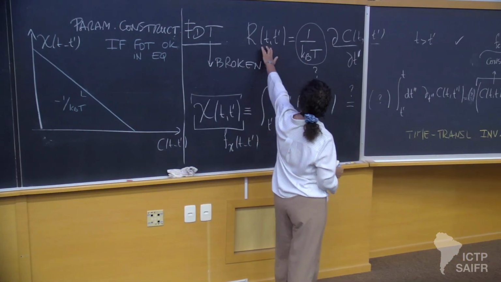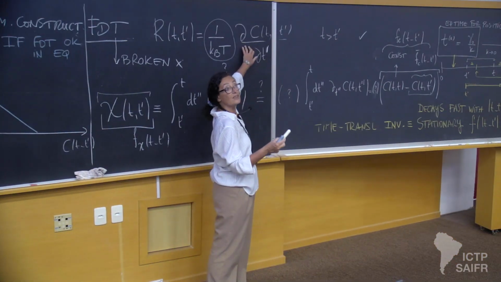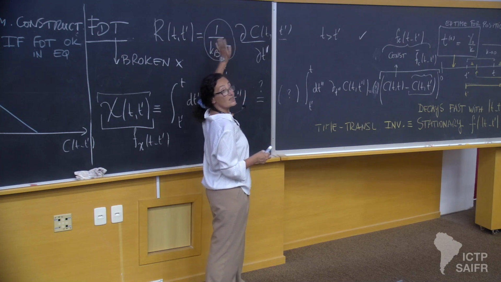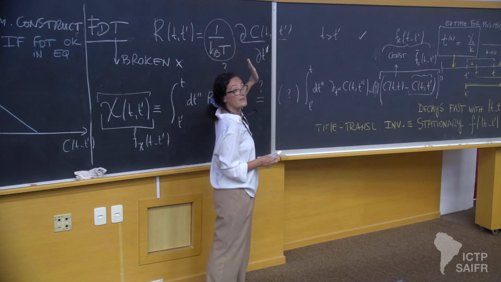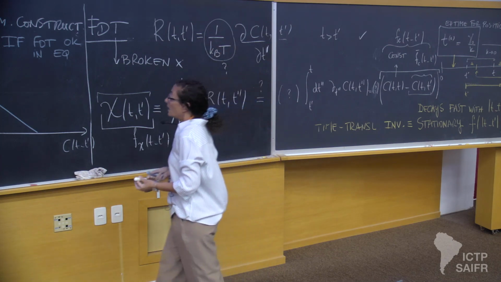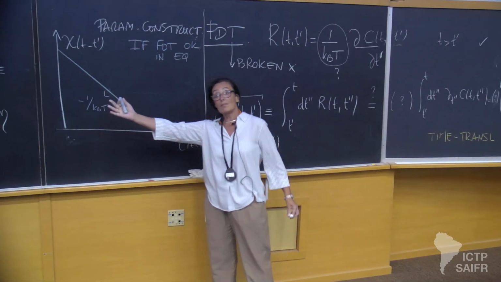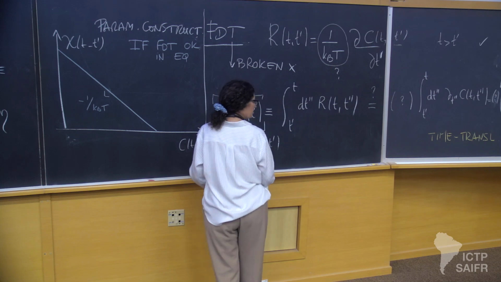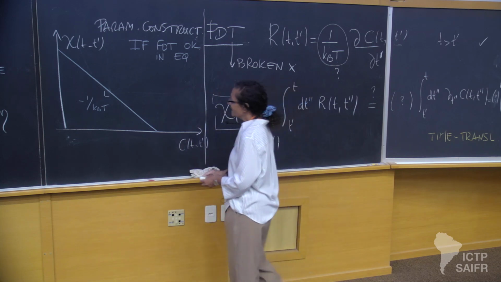I integrate here, I get chi. I integrate there, I get this C of t minus t naught with this prefactor. So it's a straight line with the slope -1 over kBT. But now, in this other problem, I don't get that. What I get is very appealing, let's say.